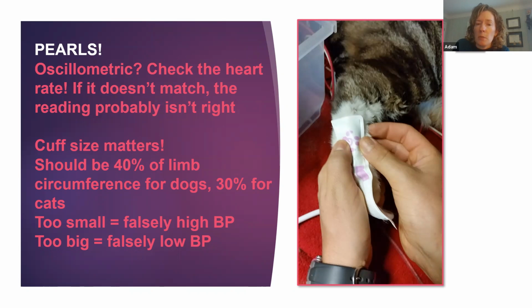And then also keep in mind for both of these machines, the cuff size is really important. So noting that on the treatment sheet is nice. It should be about 40% of your limb circumference in dogs and about 30% in cats. If your cuff is too small, you're going to get a falsely high blood pressure. And if your cuff is too big, you're going to get a falsely low pressure.